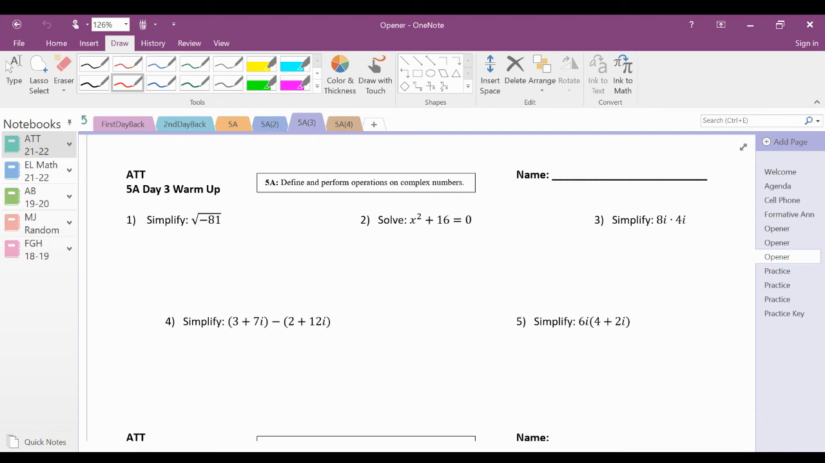All right, here are 5 quick problems with simplifying imaginary and complex numbers. So the first one, simplify the square root of negative 81.